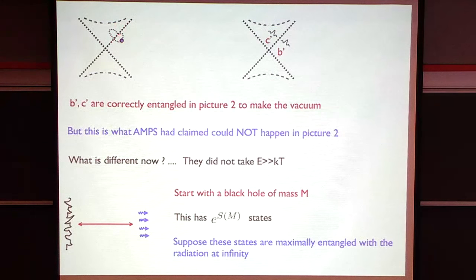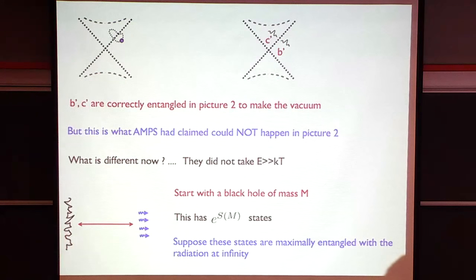I'm just drawing the same picture again. In this picture, which gave us the approximate answer, which I'm calling the auxiliary picture, picture two, of course, the B prime and C prime are correctly entangled and so on. And I should try to make connection to the AMPS argument. I'm down to the last 5 minutes, so let me now make contact with the AMPS argument. In AMPS also, there was a picture one and picture two. Picture two would be the complementary picture, and picture one would be the real picture with maybe a stretched horizon or something. But let's not trace back where things went different.